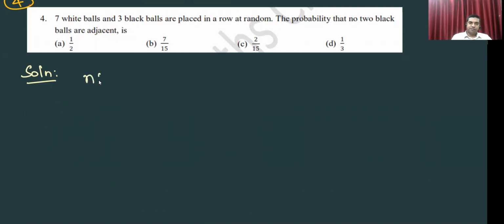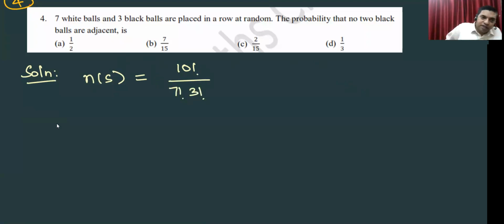What is N of S? I don't know, sir. This is a permutation problem. N of S is 7 plus 3, 10 factorial by, the number of ways of arranging 10 things in which 7 are alike of one kind, 3 are alike of another kind. Okay, this is N of S.